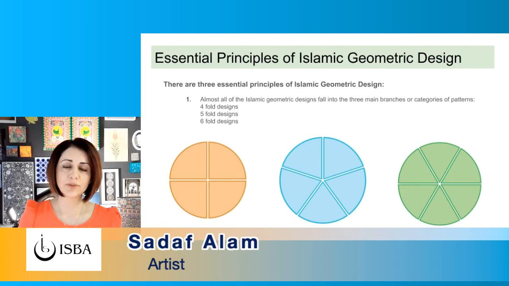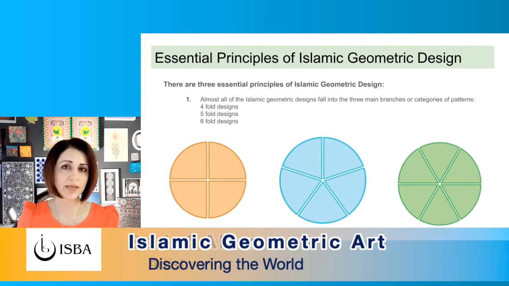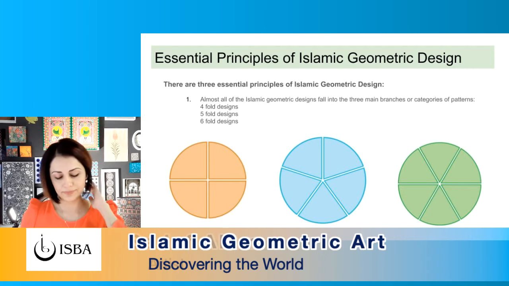The very first principle of Islamic geometric art is that almost all of Islamic geometric art falls under three major categories or families of designs. It's not always the case. There are rare patterns that do not follow this mold. However, most of them do follow this rule. The majority of designs are either four-fold, five-fold, or six-fold designs. I will elaborate more on that in a few minutes, but basically it has to do with how the pattern has been created. If you could go to the next slide.